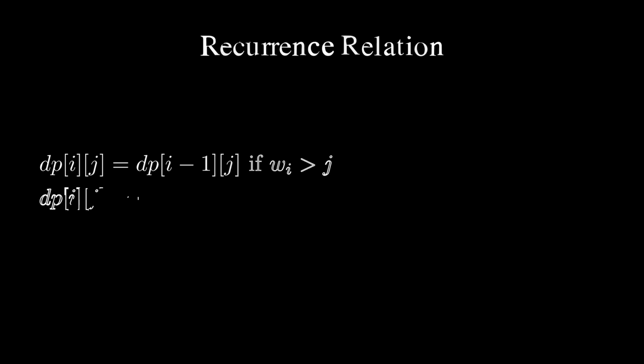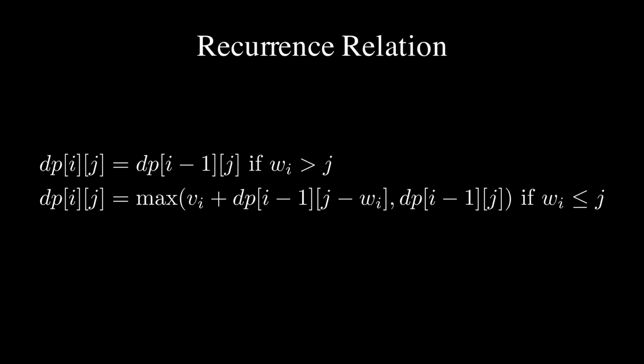Otherwise, if the weight of the ith item is larger than j, it is impossible to include it in the collection. Thus, dp[i][j] is equal to dp[i-1][j] in this case.